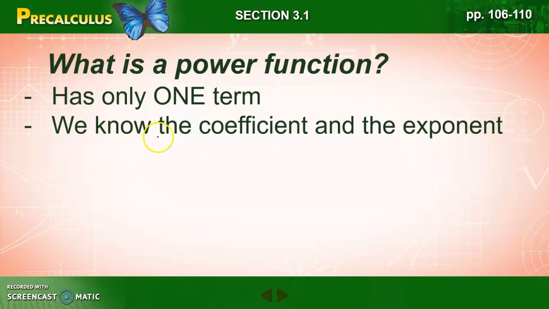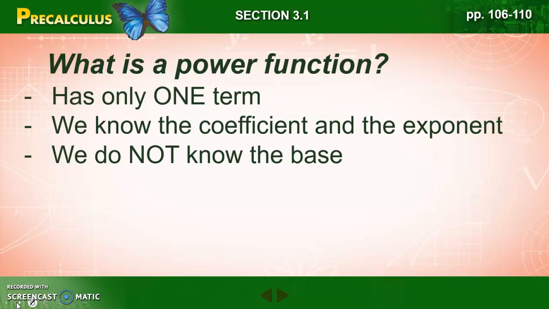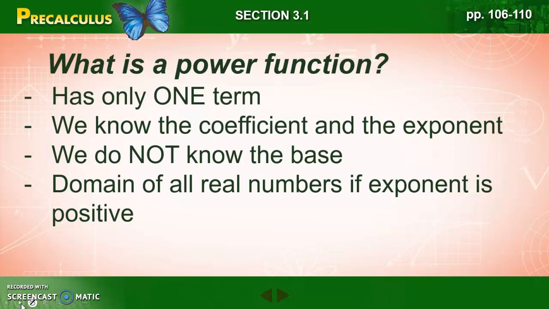A power function has only one term. In a power function, we know the coefficient, and we know the exponent. We do not know the base. That is the variable. And in a power function, the domain is all real numbers if the exponent is positive. Power functions, unlike polynomials, can have negative exponents. For right now, we're not going to deal with those negative exponents. So all of our power functions are going to have positive exponents, and therefore, the domain will be all real numbers as long as that exponent is positive.